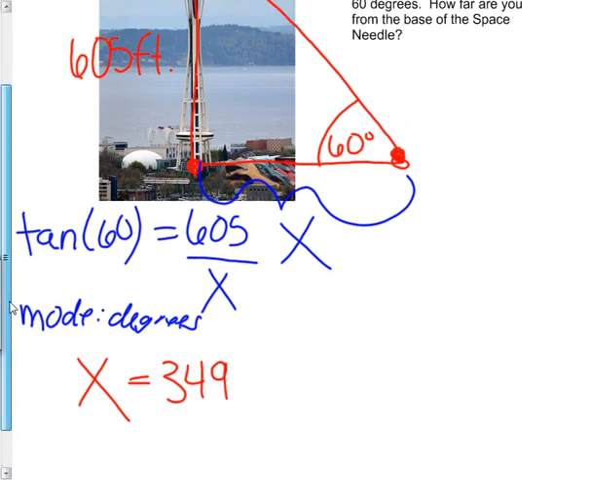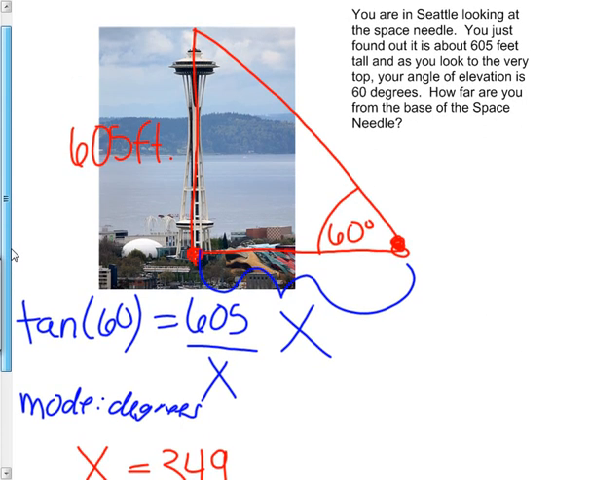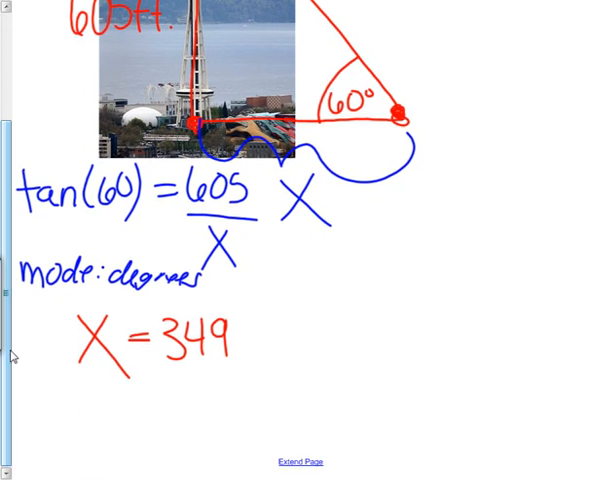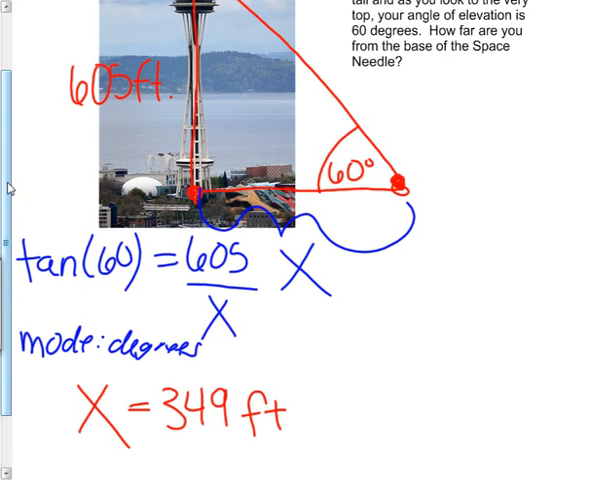About 349. And in the context of this story, what is our unit of measurement? Feet. So if you're looking up at the Space Needle with an angle of elevation of 60 degrees, you would be 349 feet away from the base of the Space Needle. And there's a few simple ones like this in your homework. If you're able to do that, then you can get a few of those problems on the homework.